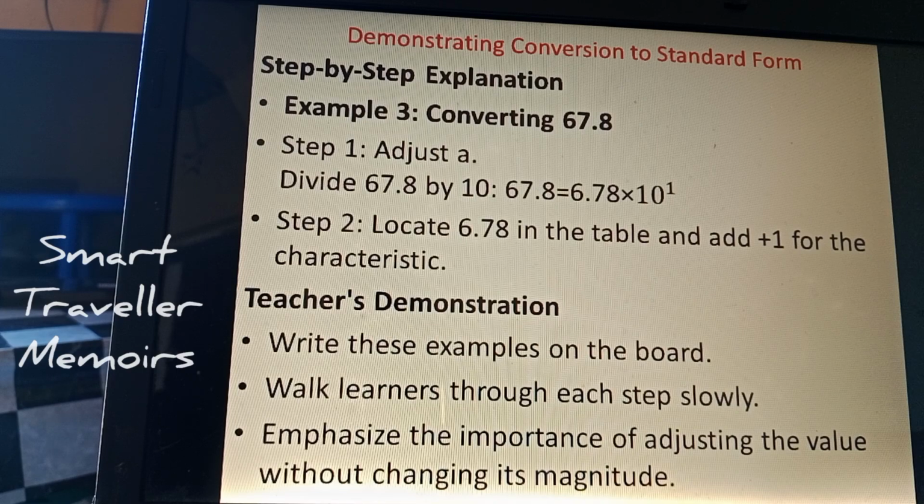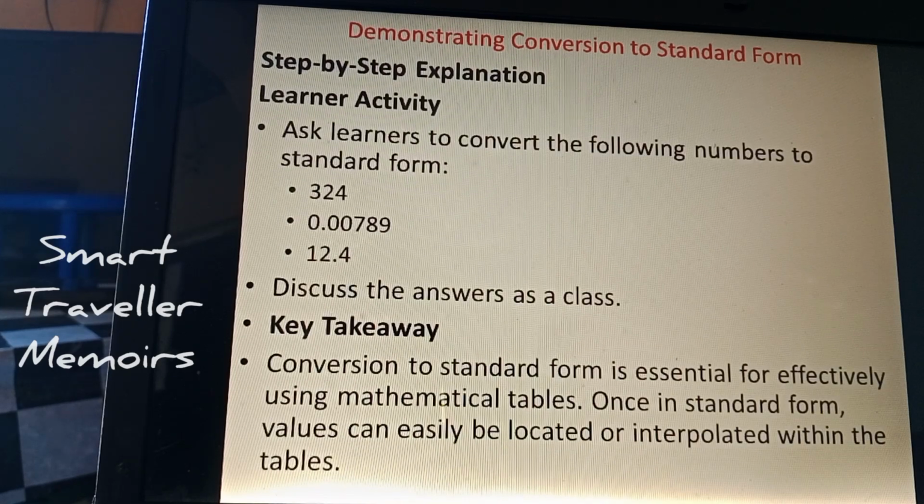Teacher's demonstration. Write these examples on the board. Walk learners through each step slowly. Emphasize the importance of adjusting the value without changing its magnitude. Learner activity. Ask learners to convert the following numbers to standard form: 324, 0.0789, and 12.4. Discuss the answers as a class.